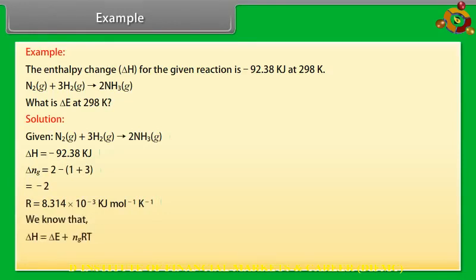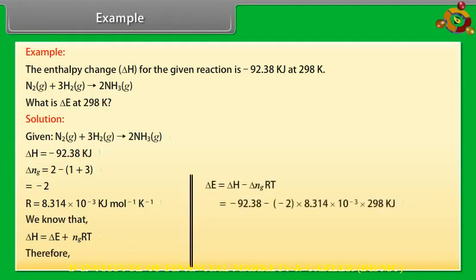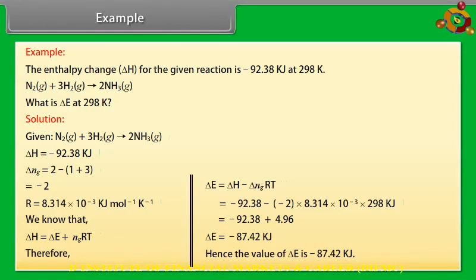We know that delta H is equal to delta E plus delta NgRT. Therefore, delta E equals delta H minus delta NgRT. Now we put the values in the equation and calculate. We get the result delta E equals minus 87.42 kilojoule. Hence, the value of delta E is minus 87.42 kilojoule.